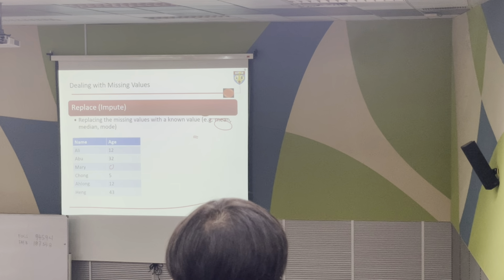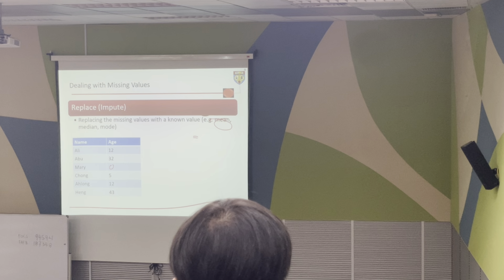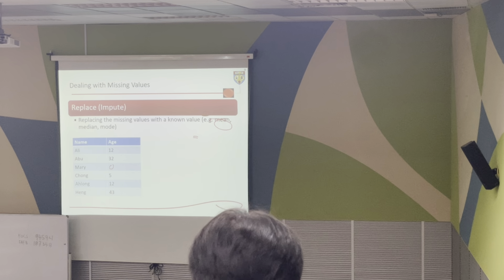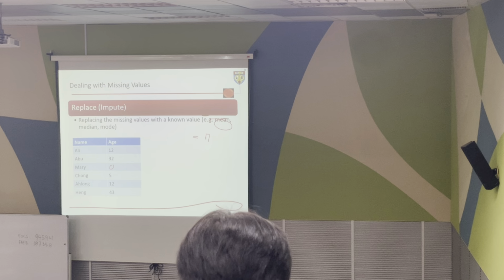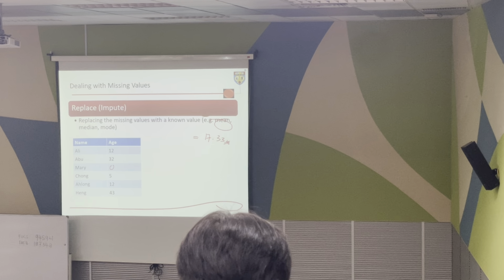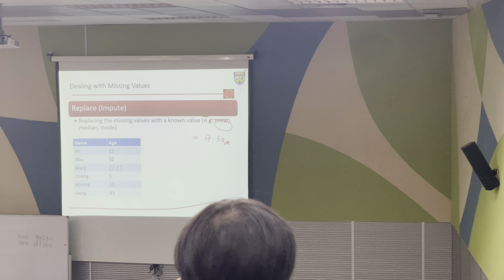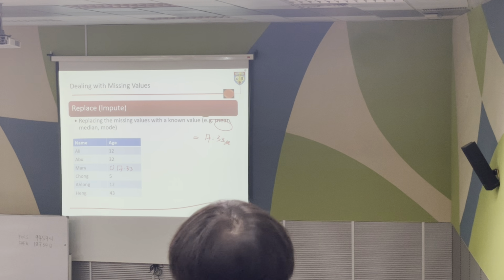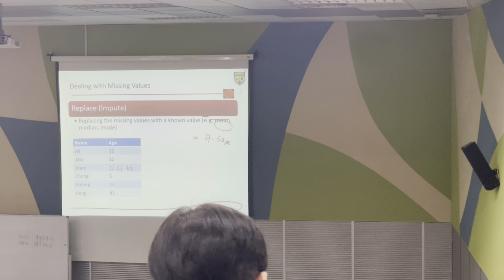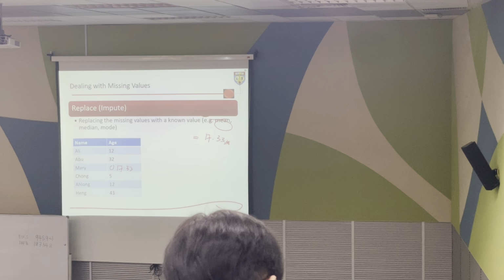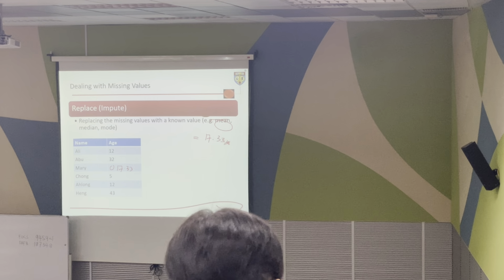Calculator. 12 plus 32 plus 5 plus 12 plus 43. 17.33 for the mean value. Okay, so if you plan to replace the missing values by using the mean, this value should be 17.33. This one is using the mean.